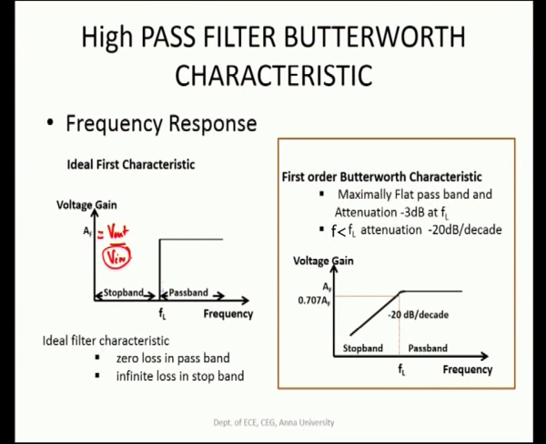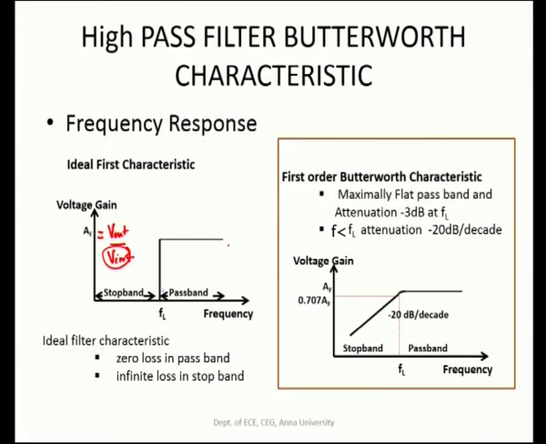The V in amplitude is kept constant, so the gain, given by V out by V in, will be constant here. For frequencies greater than FL, this band is termed the pass band, where we have constant gain. This is the characteristic of the first order ideal filter, and it is termed a brick wall filter, and this characteristic is closely approximated by the Butterworth characteristic.